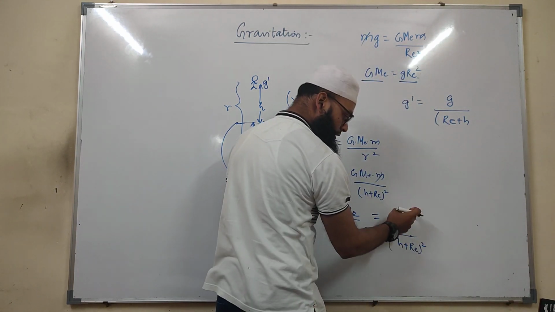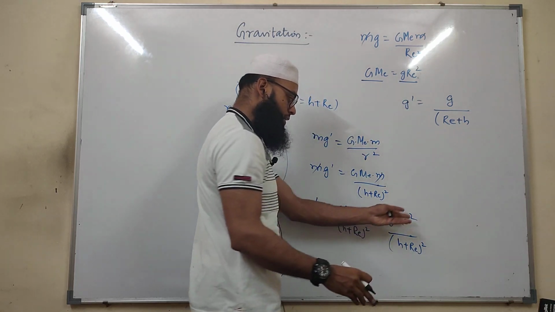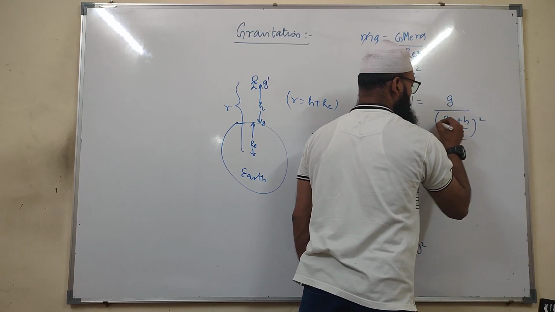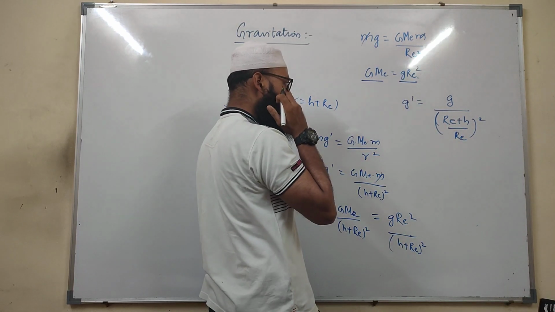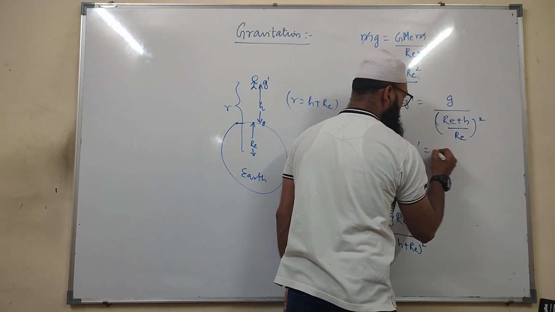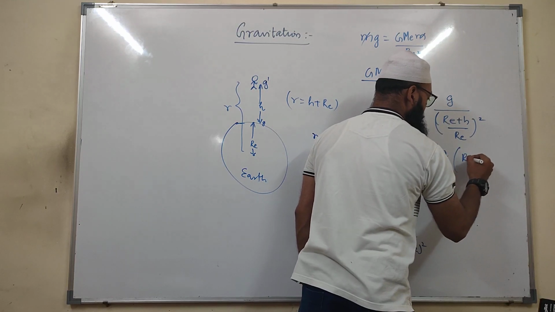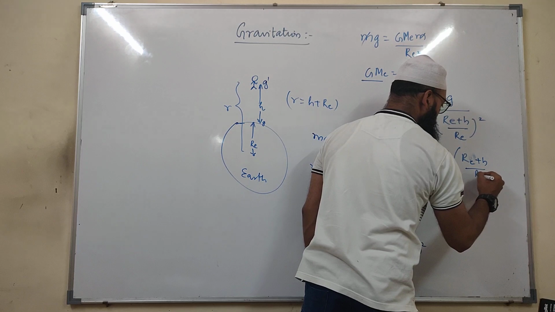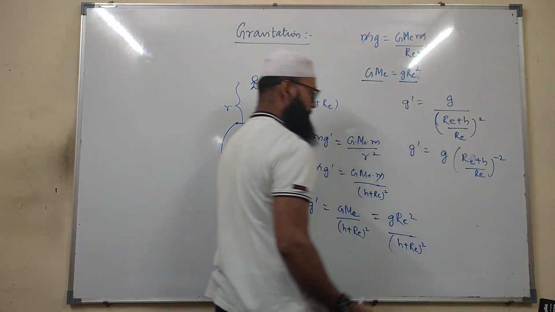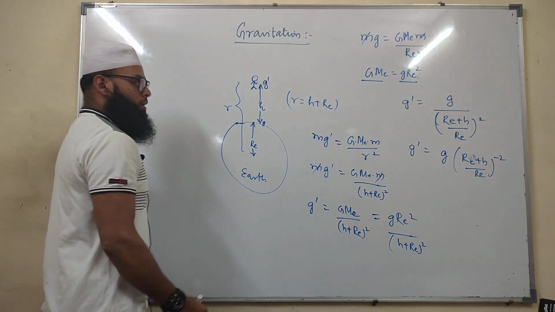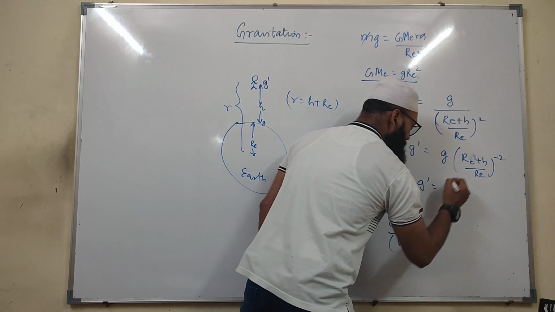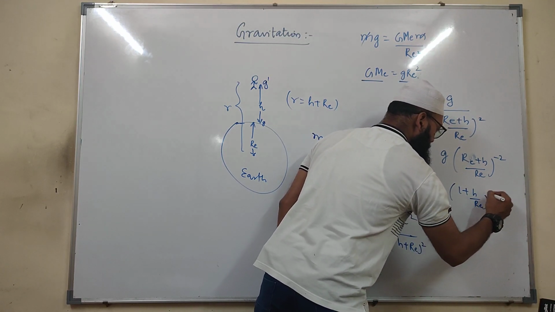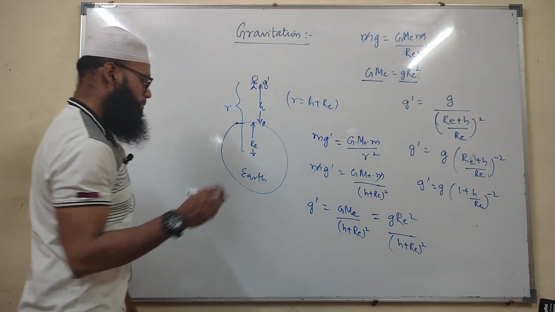Now this is a square, again this is also a square. So when I bring it into the denominator, it will be somewhat like this. This will become its square. Okay, and if we write it properly, g dash is equal to g times Re plus h upon Re, to the power -2. Okay, and g dash is equal to g times 1 plus h upon Re to the power -2. Okay, this is clear up to this.